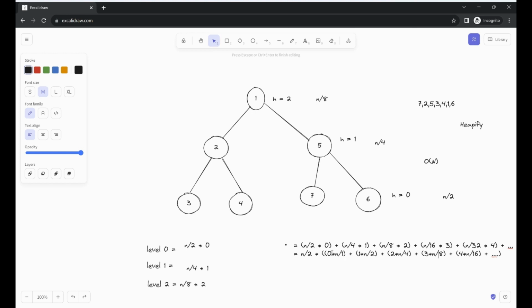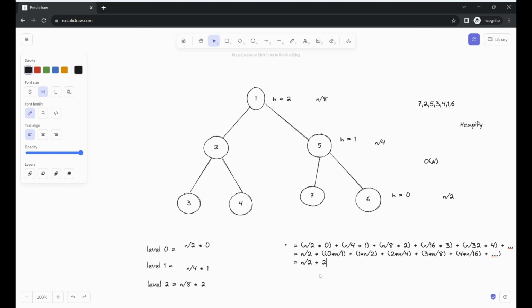So do you see this? There's 0, 1, 2, 3, 4, and here there is n by 2 to the power of 0, n by 2 to the power of 1, n by 2 to the power of 2, n by 2 to the power of 3, and n by 2 to the power of 4. So what is this series? This series is an arithmetico-geometric series. And for this arithmetico-geometric series, when n approaches infinity, the value of this entire series becomes 2. So the value that we have when n approaches infinity is 2.